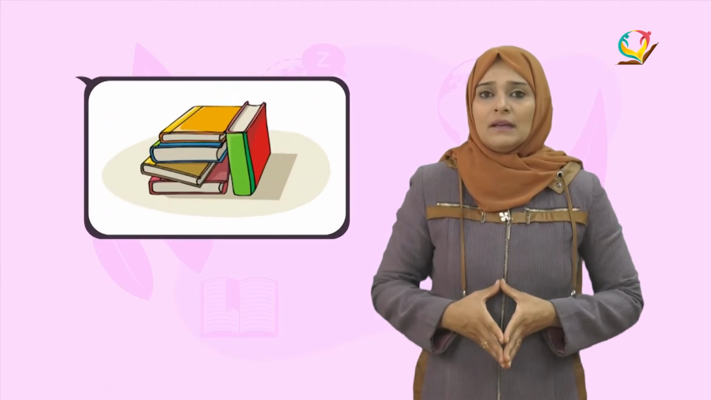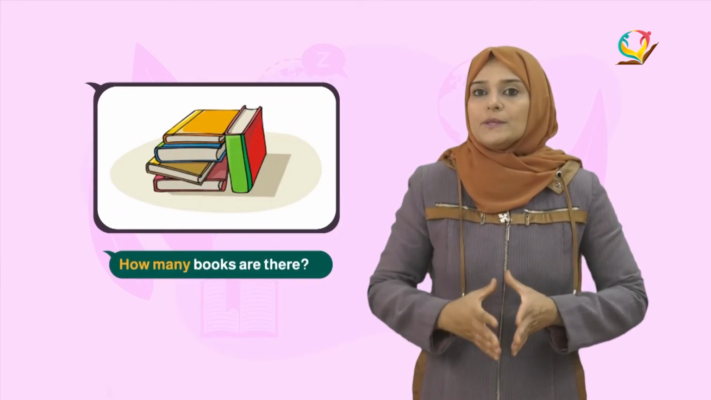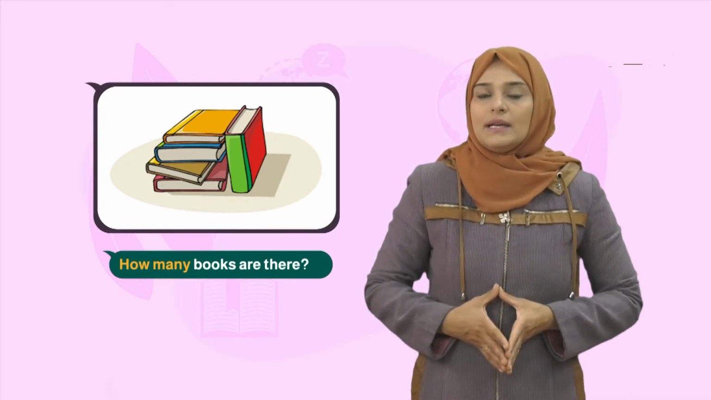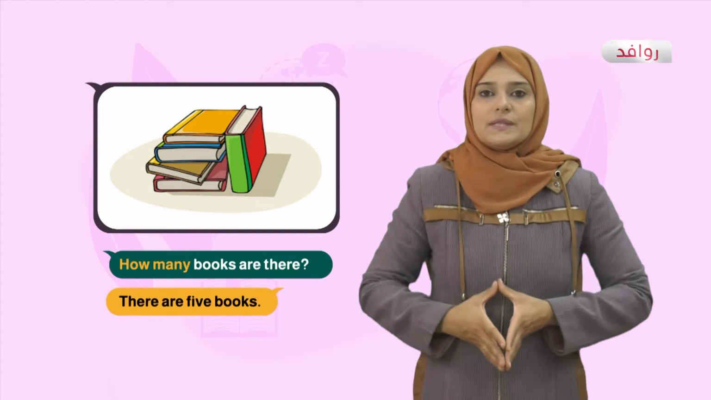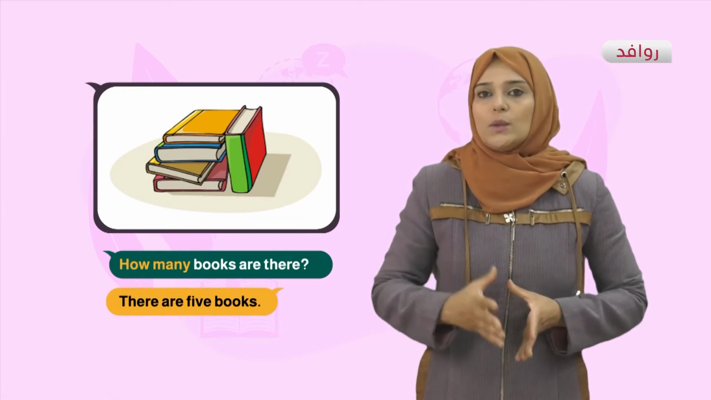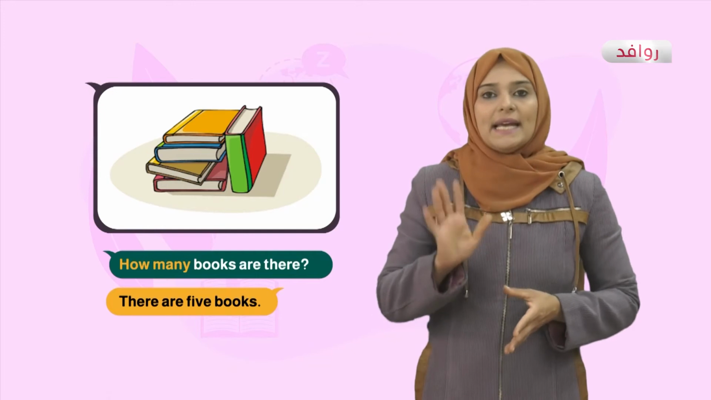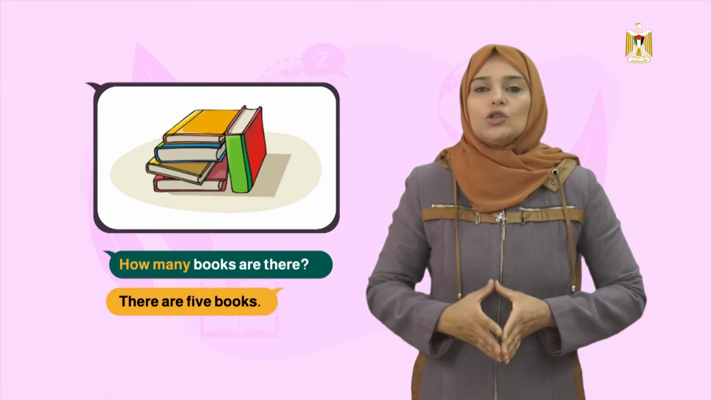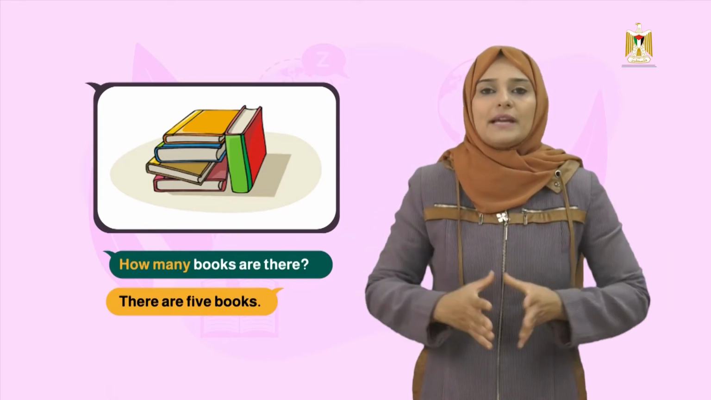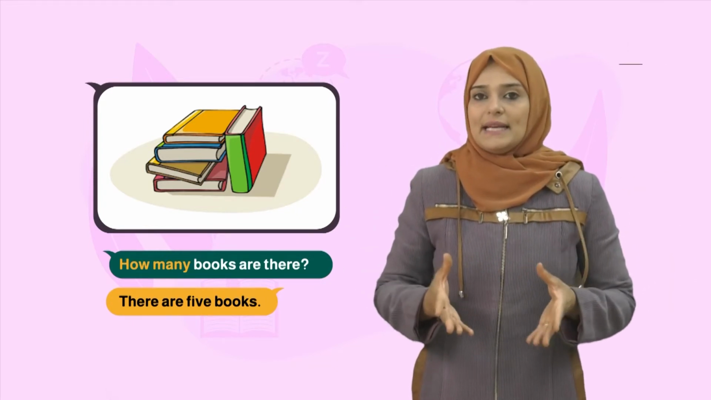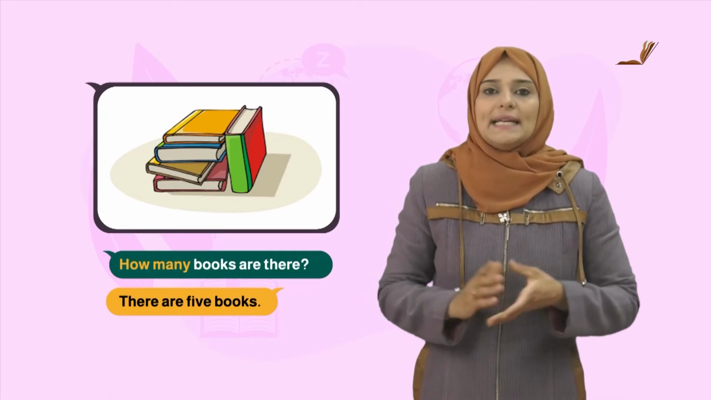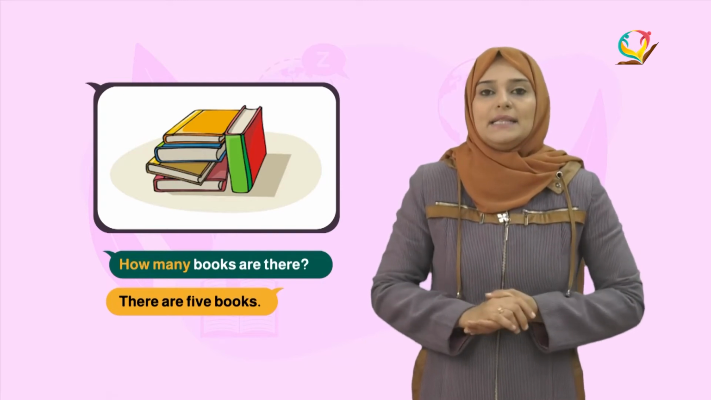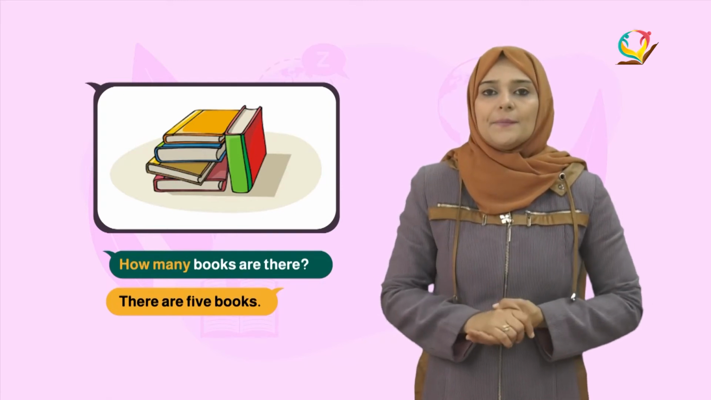Now, look, how many books are there? There are 5 books. كم عدد الكتب في الصورة؟ يوجد 5 كتب. We use how many to ask about the number of countable nouns. نستخدم how many للسؤال عن العدد مع الأسماء المعدودة كما في المثال كم عدد الكتب؟ عددها 5.